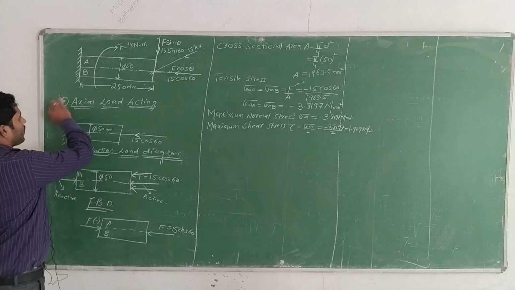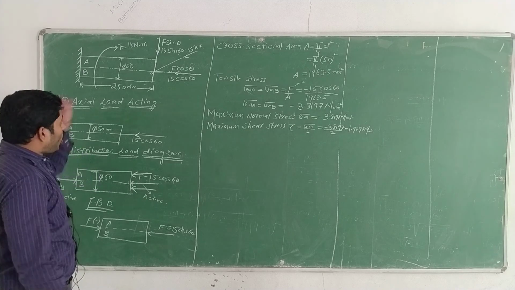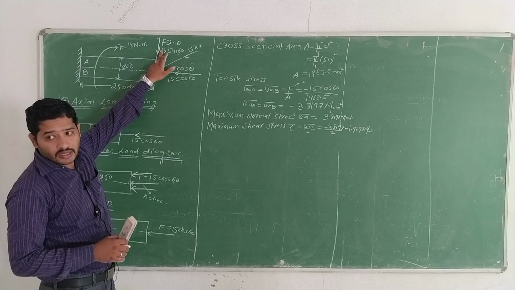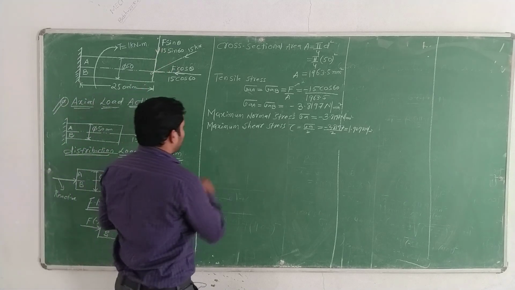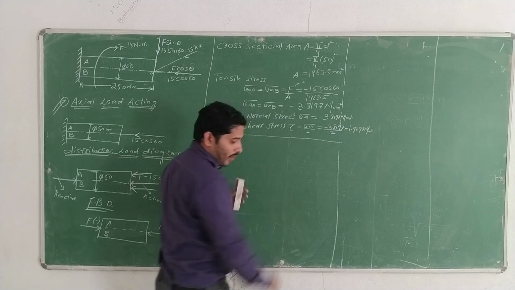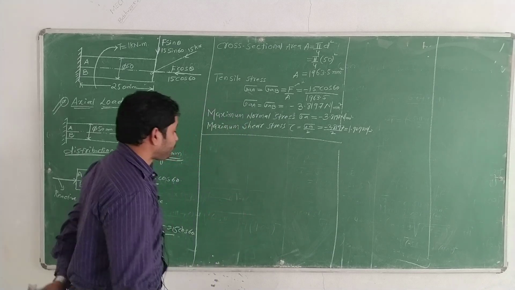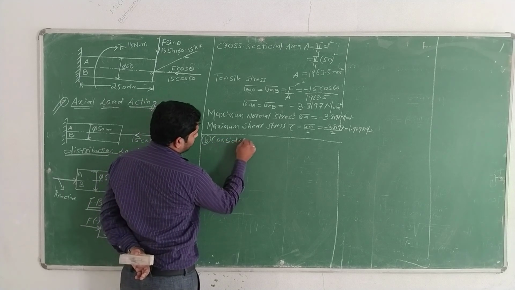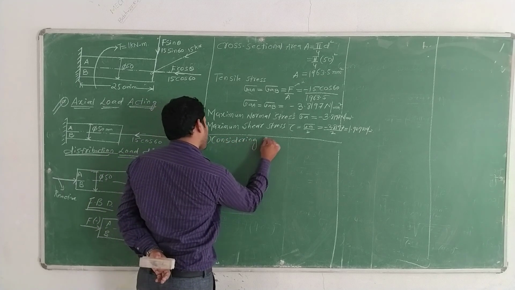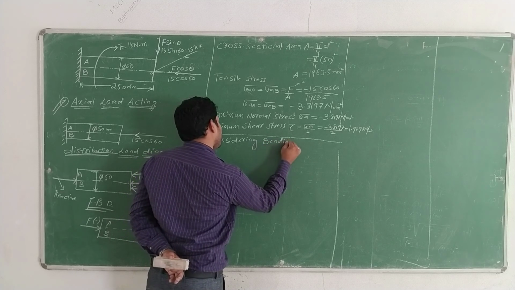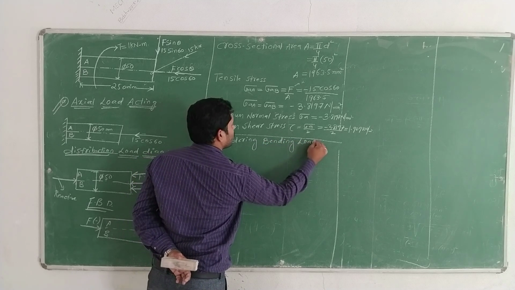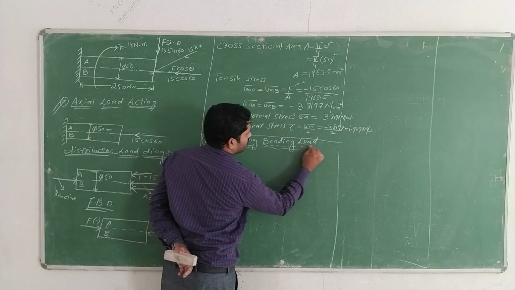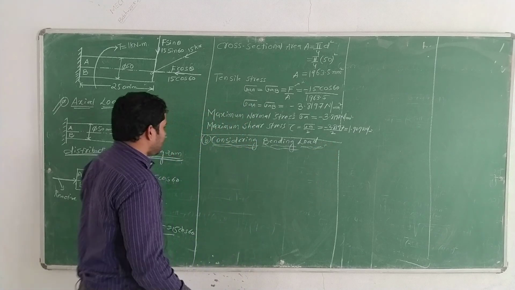That is the value for the axial load acting. Again, what do we need to find on this figure? First is the axial force acting, the second one is the bending load acting. Again, we need to find out the bending load. Considering the bending load, let us see the figure.